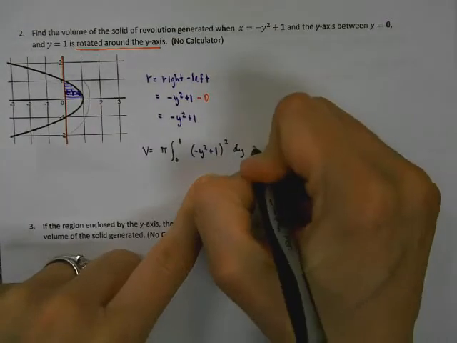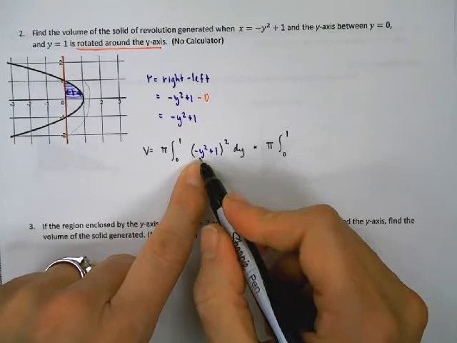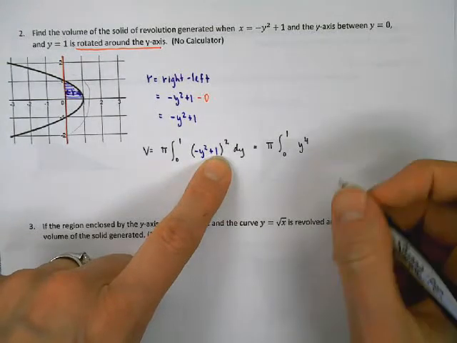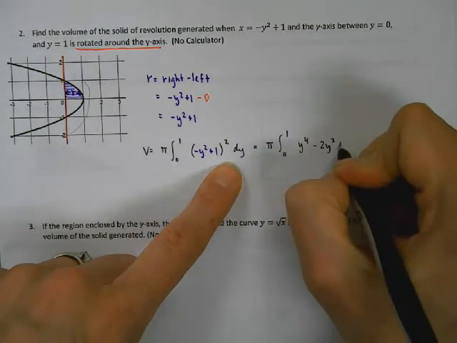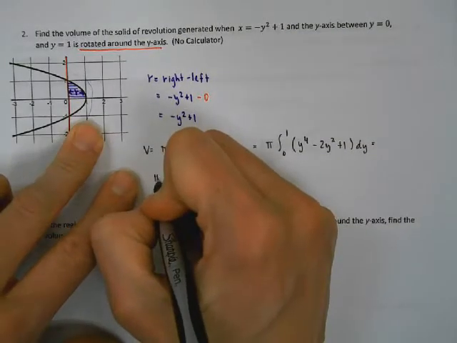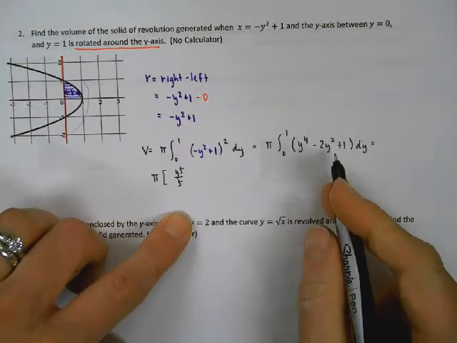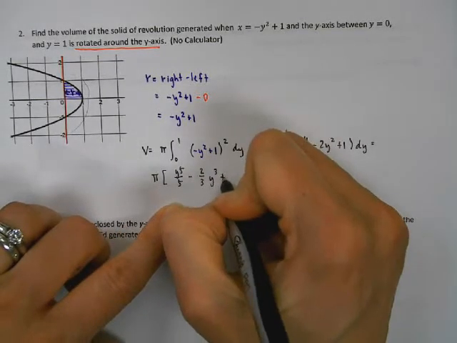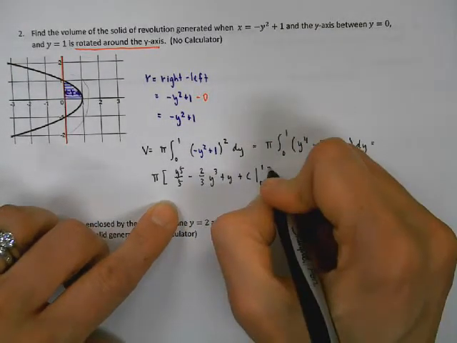So the first thing I'm going to do before I try to anti-differentiate is just expand this out. So I know I'm going to have negative y squared squared, which is going to give me y to the 4th. I'm going to have minus 2y squared for my middle term, and then plus 1 dy. So now we can go ahead and anti-differentiate. So I'm going to have pi times y to the 5th over 5 minus 2/3 y cubed plus y plus c, and I'm going between 0 and 1.